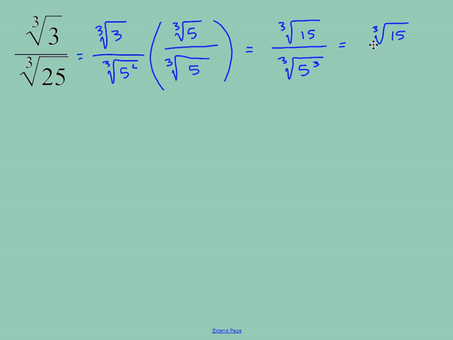The denominator, since I have 3 5s, I can trade those in for 1 5 on the outside. And then I cannot simplify these any further because this one's inside the radical and this one is not. So this would be my final answer. So hopefully that's enough for you to go ahead and do the homework on the right.